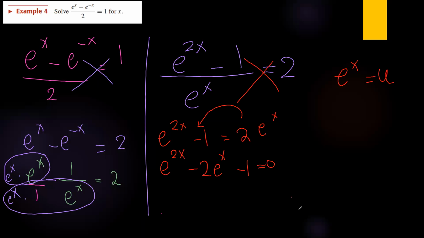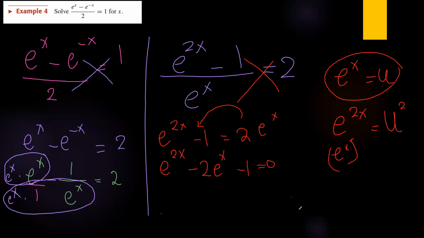Because how can you solve it here? If you write it like this, remember that you can assume e to the power x as u. When you assume it, if e to the power x is u, then e to the power 2x will be u squared, because it's already e to the power x squared. I mean, it's u squared. Is it clear?